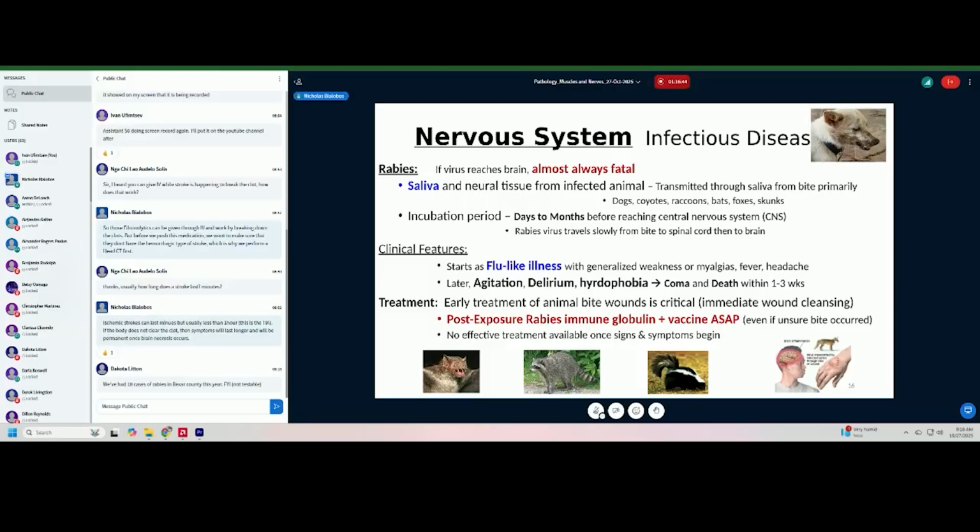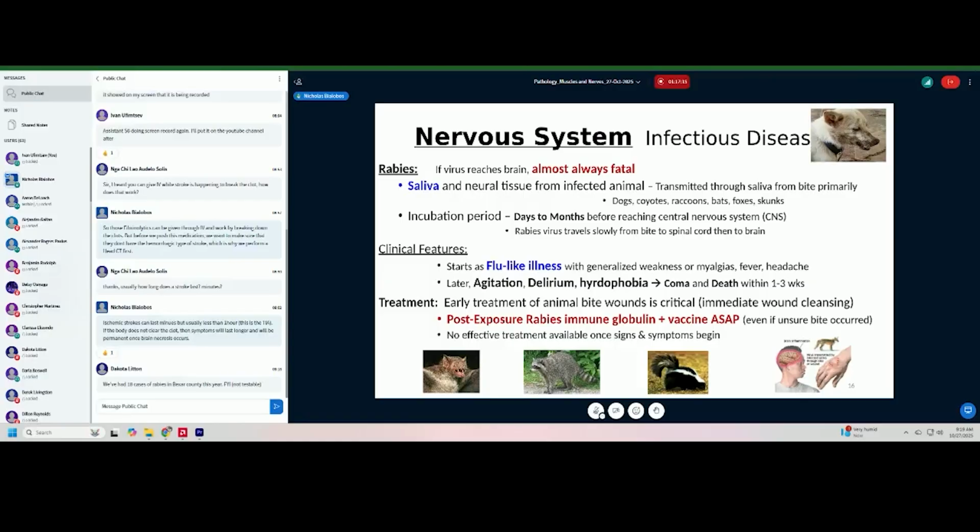So initially, when patients have rabies, they're going to just have these generalized flu-like illnesses. They're going to feel like they have the flu. They'll feel feverish, body aches, headaches. But then as that brain starts to become more infected, right? And a brain infection is just called encephalitis. So as there's inflammation of the brain, these patients are going to start having other issues. They're going to feel agitated, and they're going to feel delirious. And this hydrophobia is actually pathognomonic for rabies.